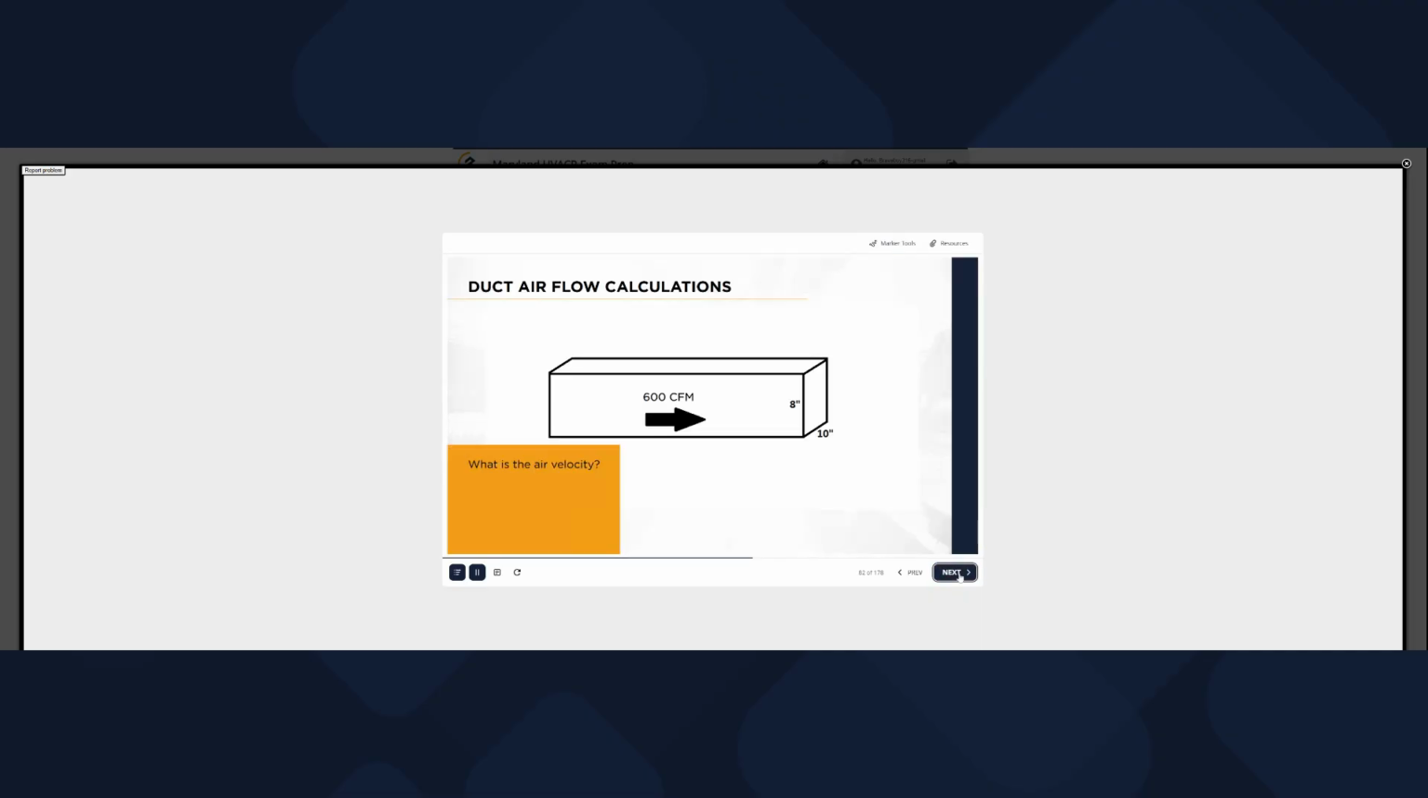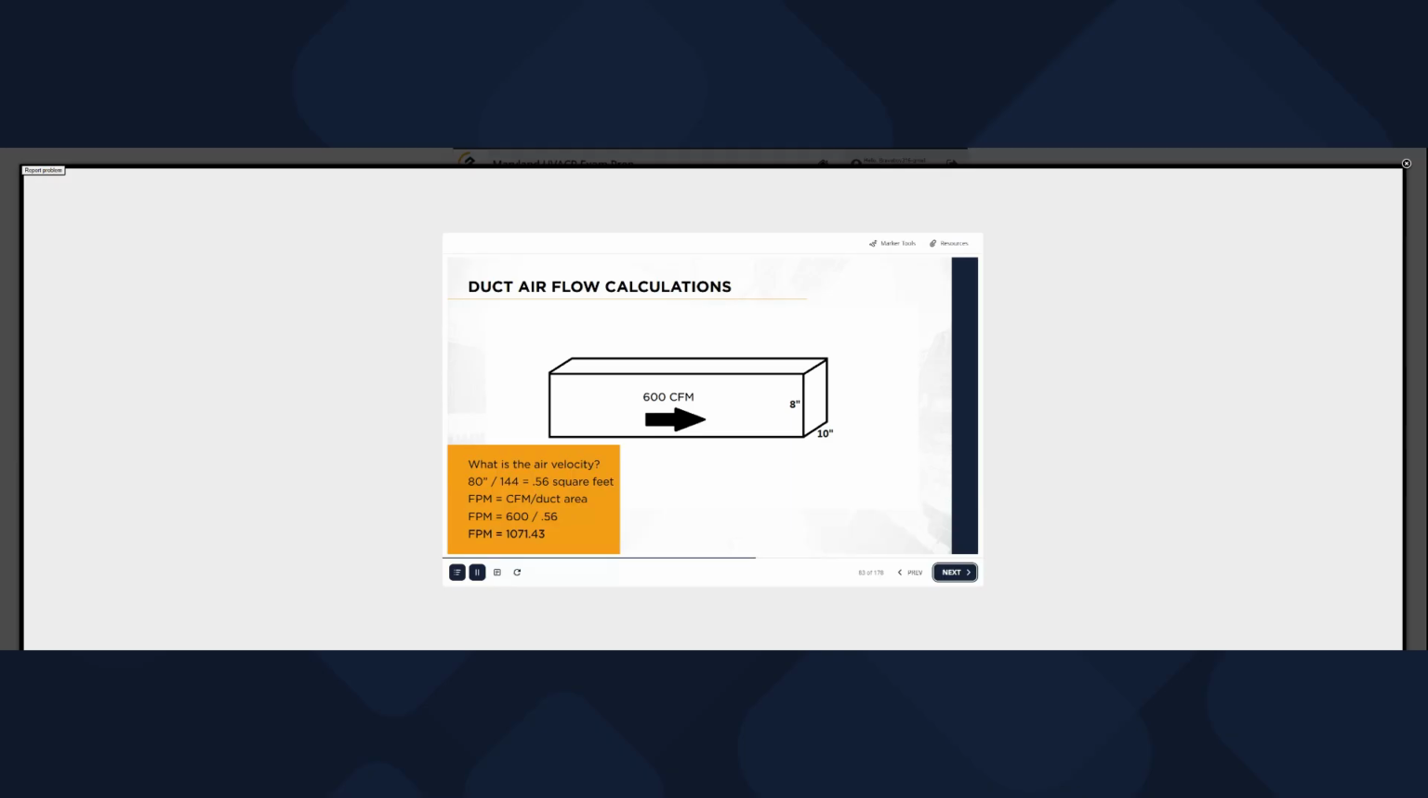Duct airflow calculations. What is the air velocity? First, find the area. 8 inches times 10 inches equals 80 square inches. Next, convert square inches to square feet. 1 square foot is 144 square inches. 80 square inches divided by 144 equals 0.56 square feet.